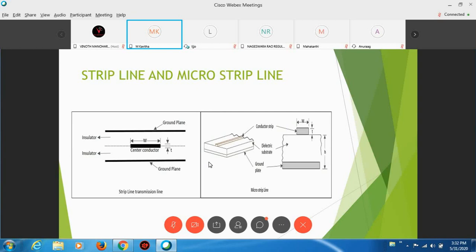So I will give you a small discussion about the different types of transmission lines used at microwave frequencies, so that we can get a better understanding of microstrips and the losses in the microstrip.